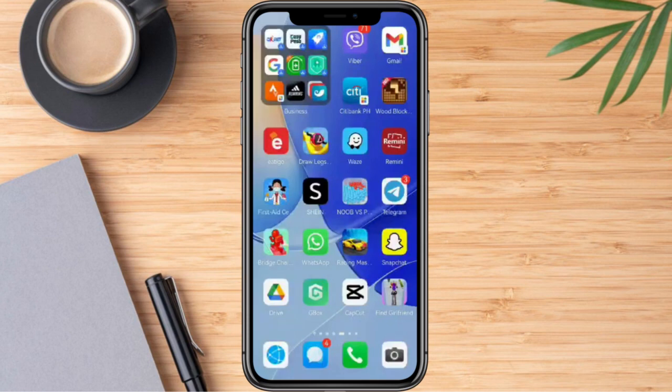Hi everyone, for today's video, I'm going to show you how to take a screenshot on secret chat on Telegram. Let's get started.